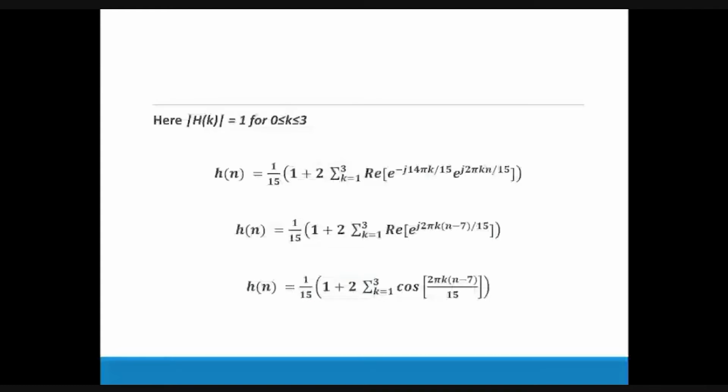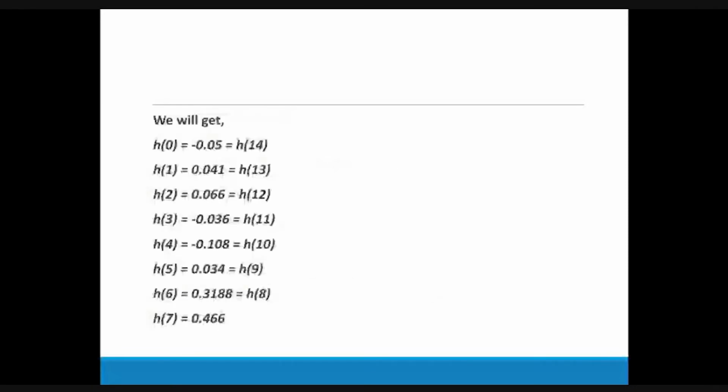Okay, sir. Okay. All of you just note down these equations and the example. Then we go for the next one.